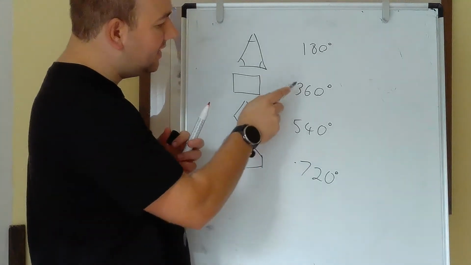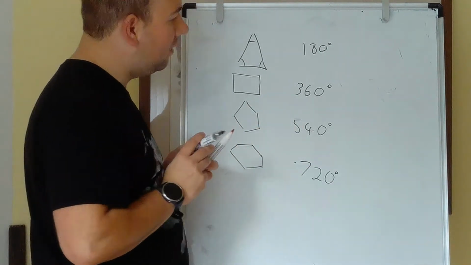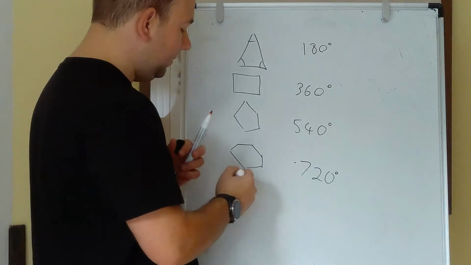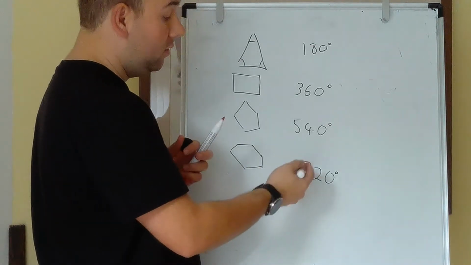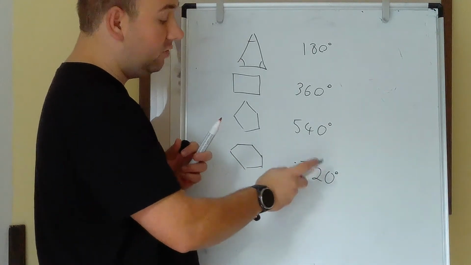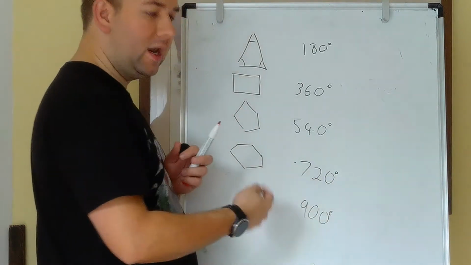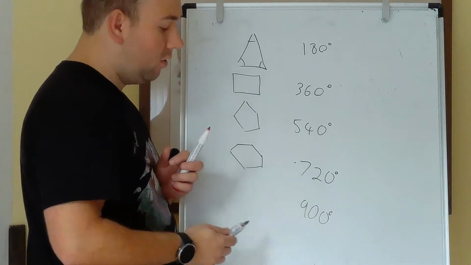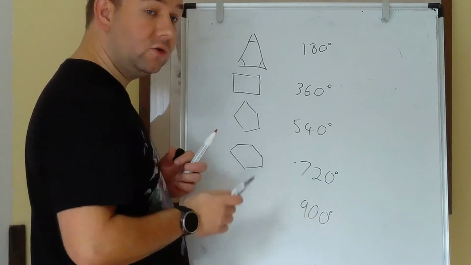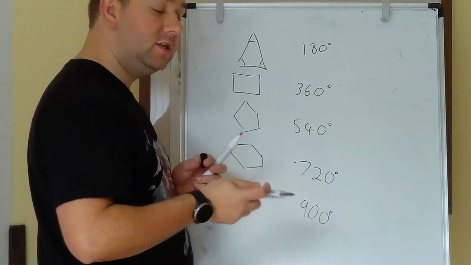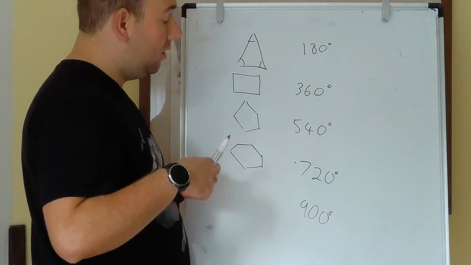You can see that each number actually increases by 180 degrees, which means if we had a 7-sided shape, we just have to add 180 degrees onto that, which would give you 900 degrees. An octagon, which is the next one up, would have 180 degrees added onto that, which is 1080 degrees. So you can start seeing the trend here.